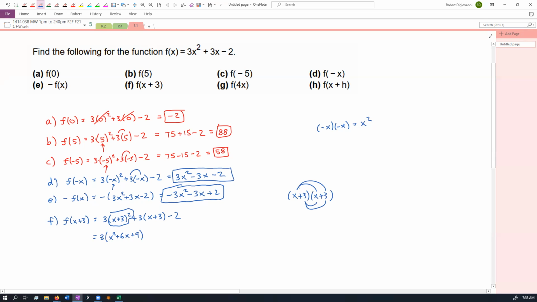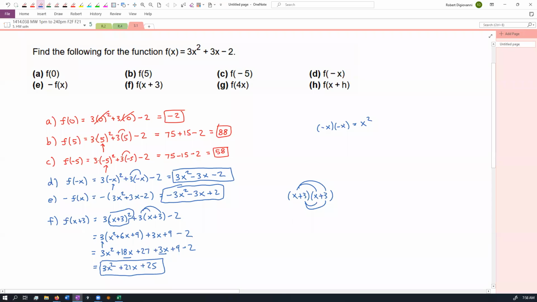And I'm putting in parentheses because this 3 is still going to have to distribute through. And on the second one, I'm going to just go ahead and distribute the 3 through now. And then we still have the -2 at the end. So now distribute the 3 through, 3x squared plus 18x plus 27 plus 3x plus 9 -2. So we get 3x squared, collect like terms, I have 18x and 3x, that's going to be 21x. And then 27 take away 2, I should get plus 25. There we go.